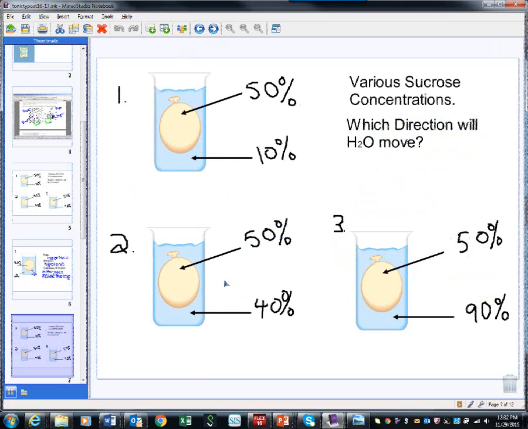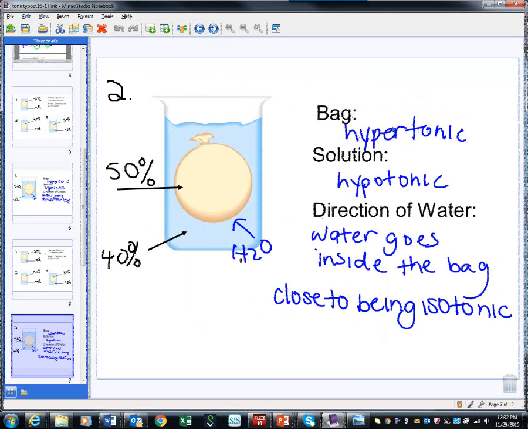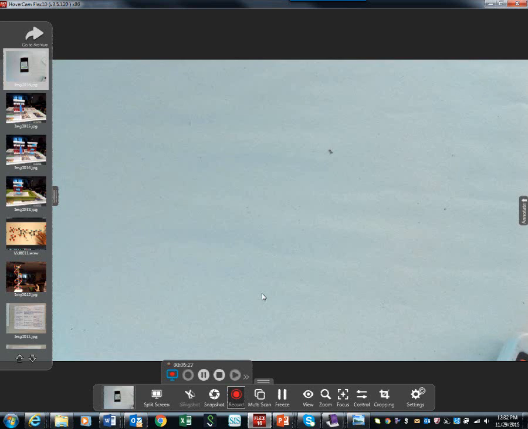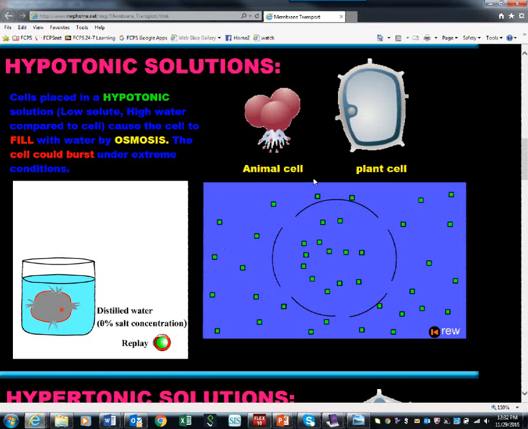Does scenario 2 look kind of like the same? Yeah. Okay, so we're going to fill it out, but you're going to notice a note at the end. It's hypertonic just like the previous one. It's a hypotonic solution, hypertonic bag. But water's going to go in, but I put a little note, put a star by this. This is close to being isotonic. So let's look at the animation.